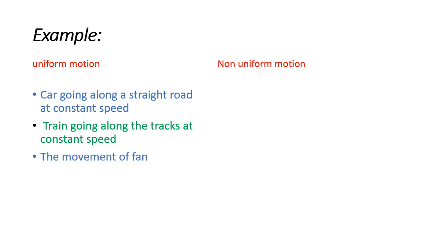Next, the movement of a fan. See, when we switch on our room switch, the fan moves. The fan moves in uniform motion, after starting and running for 2 or 3 seconds. When it takes higher speed, it moves at a constant speed. Okay, so the movement of a fan is also uniform motion. Next, a cooling fan running at a fixed speed.